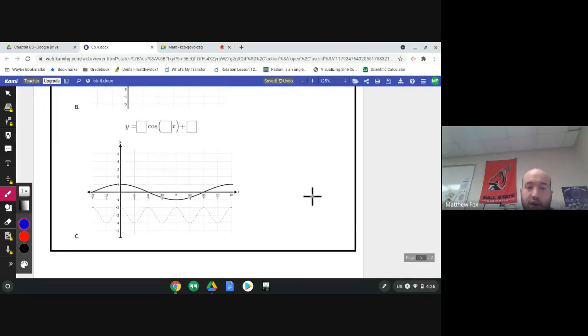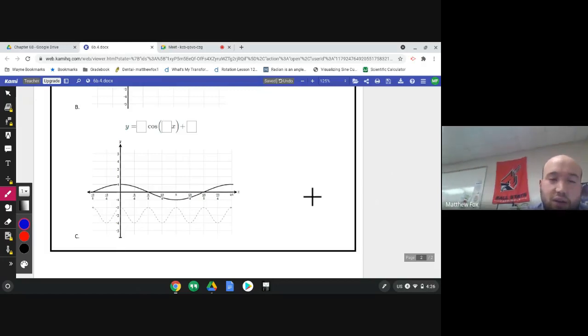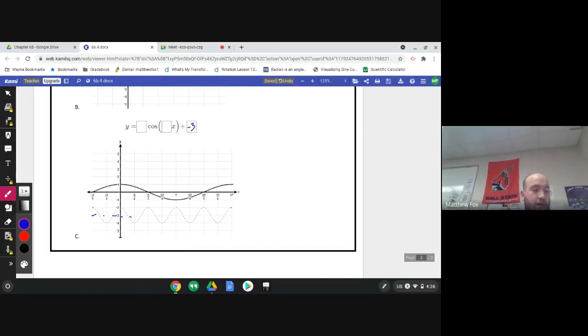It goes much quicker. So first, let's identify our midline. So the midline is right here at -3. So over here, I'm going to put a -3. Okay. Now, what is the amplitude? From that midline, it's up 1 and it's down 1. So the amplitude would just be a 1 here. And your cosine of blank x, that b. So first, we got to find what our period is.